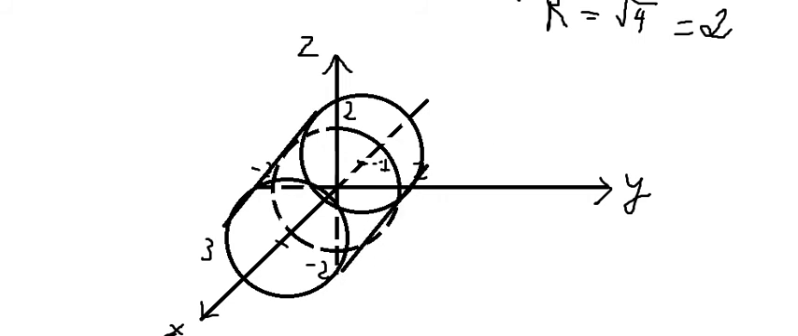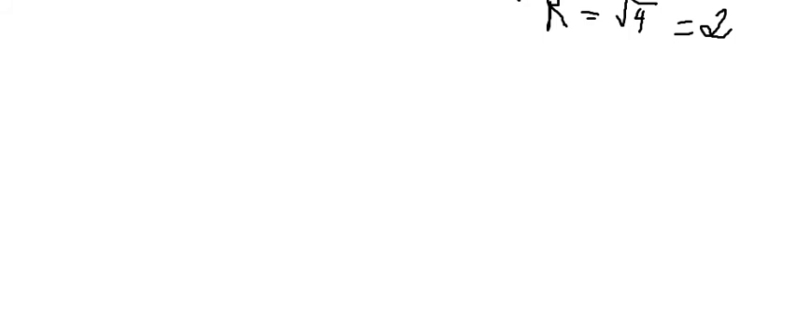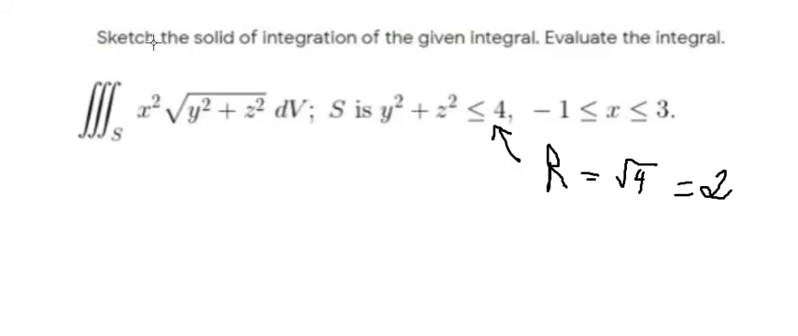And now I need to put the dotted line in here. Something like this. We see this is the cylinder in here. And we just finished the sketch. Now let's go to find these triple integrals.